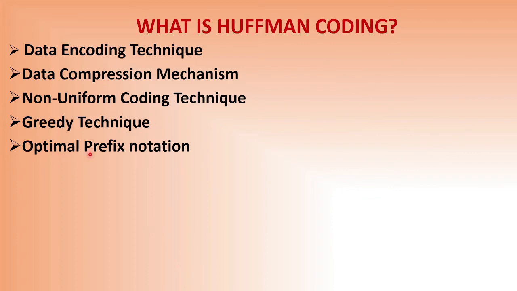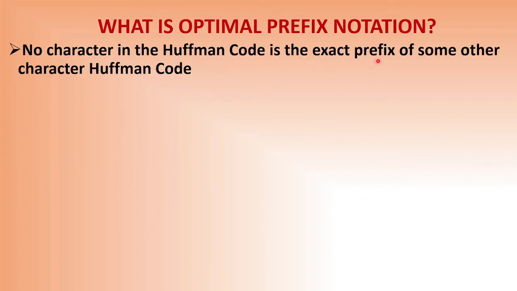Then it is also known as optimal prefix notation. This is because no character in the Huffman code is the exact prefix of some other character in the Huffman code. So there is no ambiguity anywhere. No duplicate data will be there, and that's why Huffman coding is called optimal prefix notation.